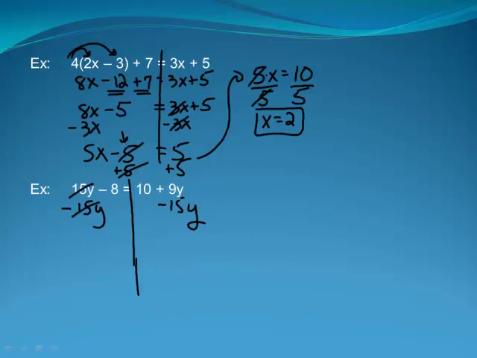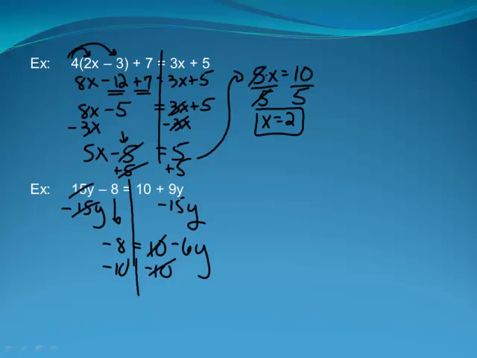If the 15y has been removed, 15y minus 15y is 0. 0 minus 8 leaves us with that negative 8. So on my left-hand side, I've got negative 8. Right-hand side, I've got the 10. And then 9y minus 15y will give us a negative 6y. All right, I want that 10 to be on my left-hand side with my other constant, so I'm going to subtract 10 from both sides.